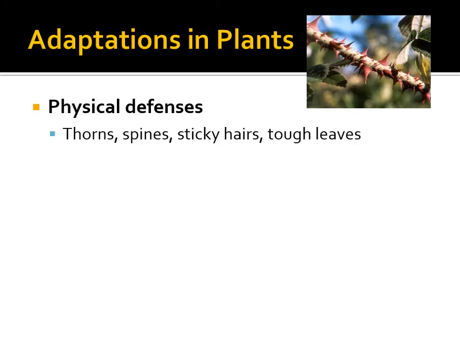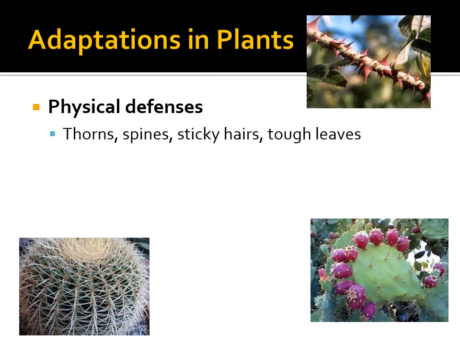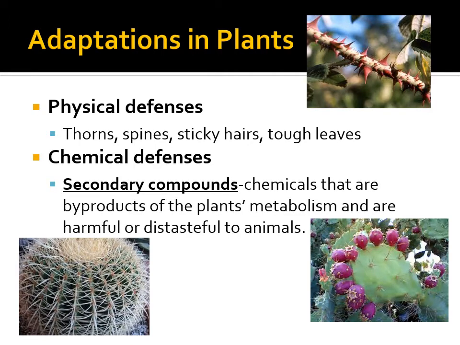Let's look at some adaptations in plants. Plants can't get up and move out of the way, but they do have some physical defenses. Thorns, spines, sticky hairs, tough leaves, for example. In this picture up here, we've got a plant with some thorns on it. I'm sure we've all run into different types of thorns in our life, where it's pretty painful, pretty tough to eat. A cactus is a good example as well. Not many things are going to be able to eat a cactus because of all the spines on it.